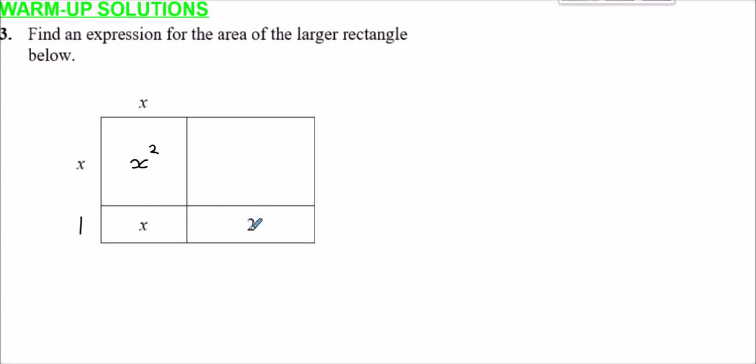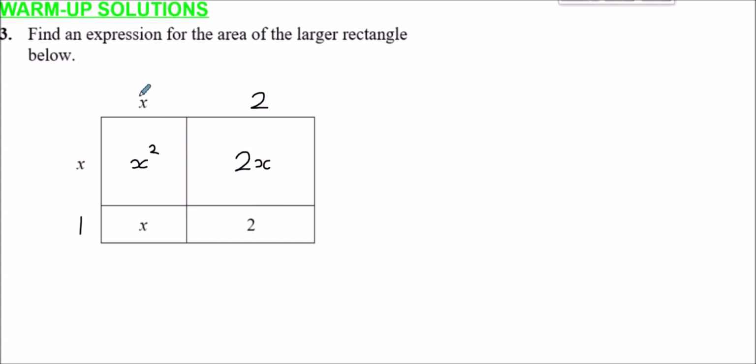This bottom right one, we've got 1 multiplied by something above gives us 2. Well, we know that 1 multiplied by 2 gives us 2, so this top value has to be 2. Now we can work out this top right box, finally, which is x multiplied by 2, which we write as 2x.